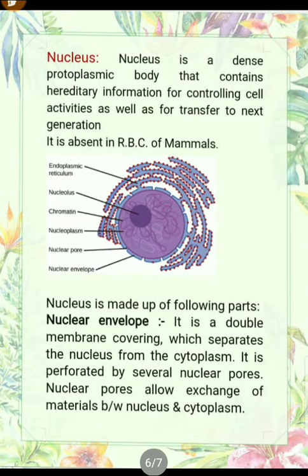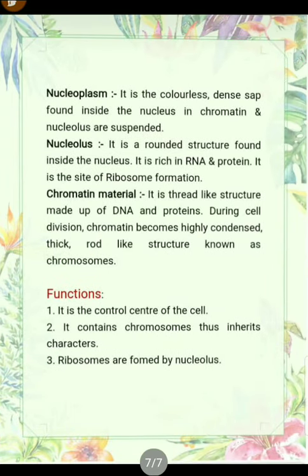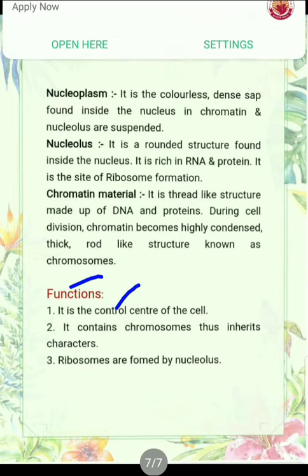You can see this diagram. In this diagram you can see the chromatin scattered in thread like structures. But when the cell is going to divide, at that time chromatin material converts into chromosomes. Now what are the functions of the nucleus?